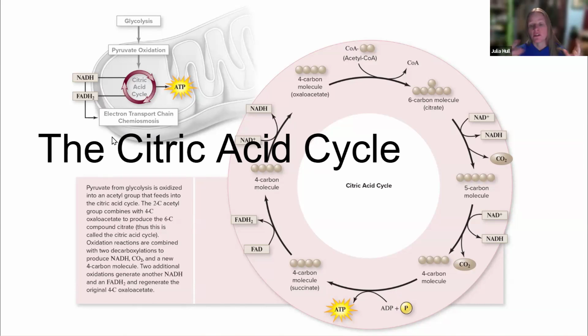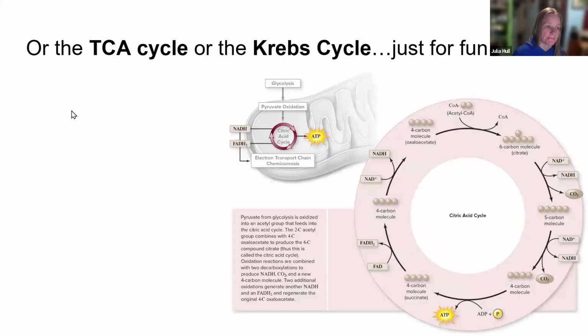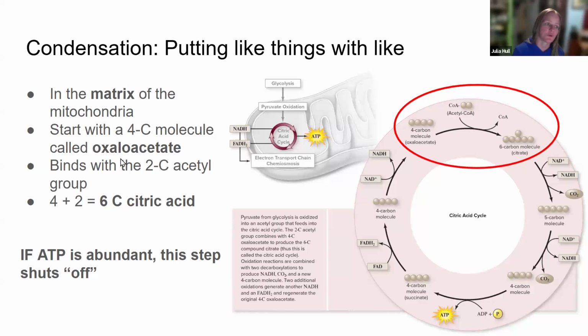All right. There's a lot of chemical reactions that happen, and we are just going to hit the highlights that we need to know for this class. So when you are studying and looking at other sources, just know that there's a lot more detail out there that you don't need to know. The citric acid cycle is also called the TCA cycle or the Krebs cycle, just to make it even more confusing than it already is for us. Yay, thanks, science.